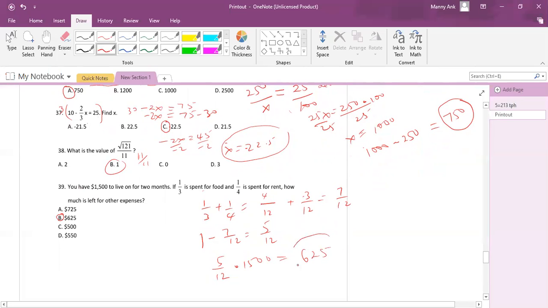Okay, so that's the other approach that you can use for this question. And it's 2 different ways. So the first way, you can find 1/3 of this, find 1/4 of that, right? Add the 2 up and then subtract from 1,500. You come up with the same answer.